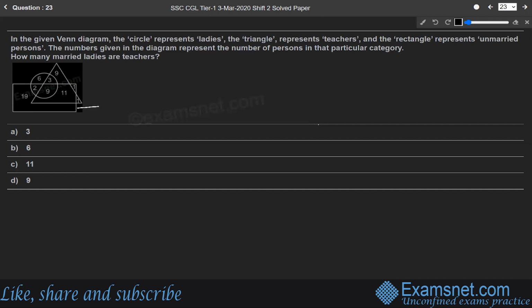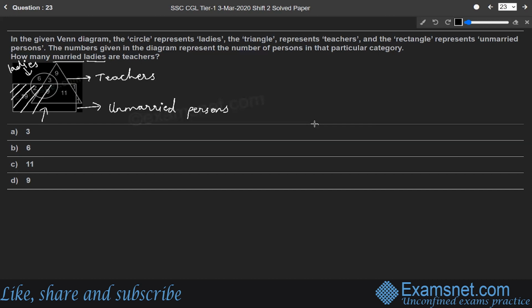So it is given that the rectangle represents unmarried persons. Triangle represents teachers. And the circle represents ladies. We have to find how many married ladies are teachers. So first of all, the first thing that we will do is look for the rectangle. Rectangle represents unmarried persons, but we want to calculate the number of married ladies who are teachers. So we cannot take this portion. So firstly, we will eliminate the portion of the rectangle.